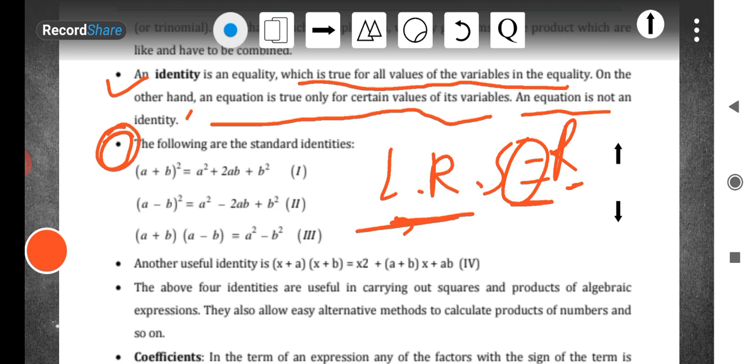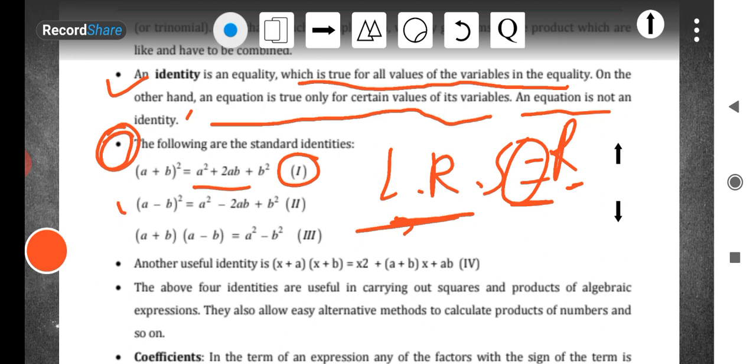Now the first identity is (a plus b) whole square. This is read as a plus b whole square, where the square applies to both a and b. (a plus b) whole square is equal to a square plus 2ab plus b square. You have to learn this by heart. This is very important. Write this down in your notebook.